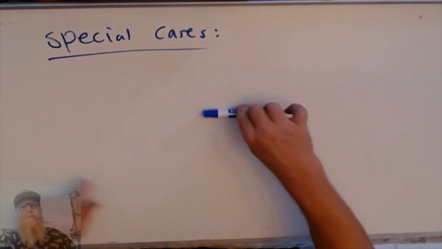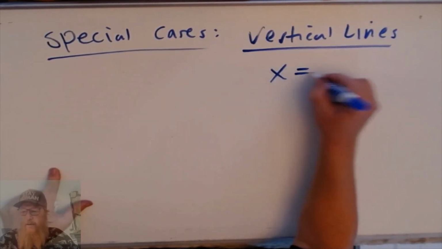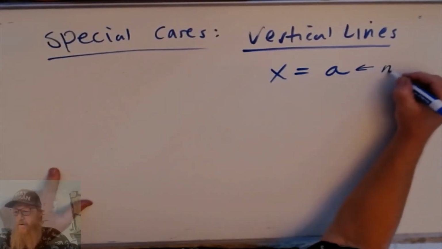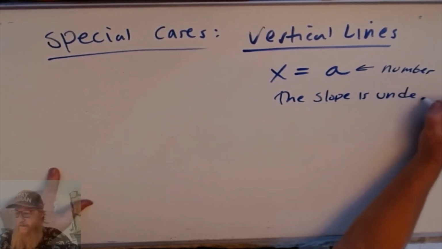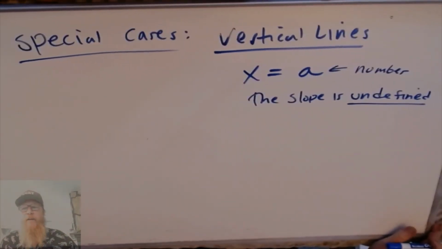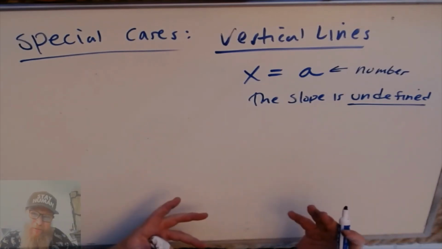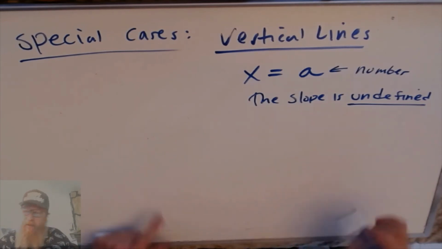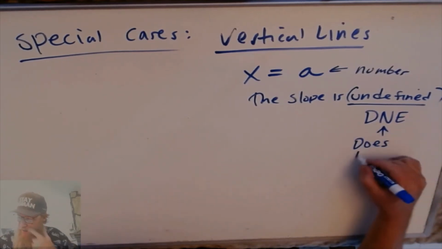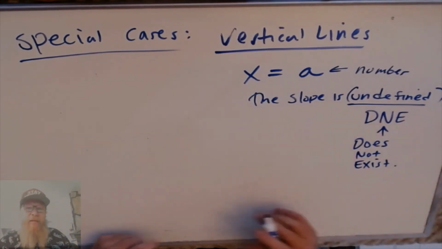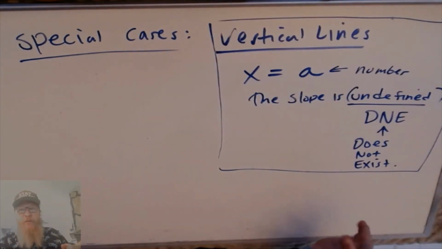Focus. There we go. Special cases, vertical lines. Vertical lines only have an x and a number. The slope is undefined. Some people call it no slope, but I don't like to say no slope because that sounds like 0. We like to say undefined. The symbol for undefined throughout this course is DNE, does not exist. It means that if you were to try to find the actual slope, it would just not exist. So there's your special case number 1.